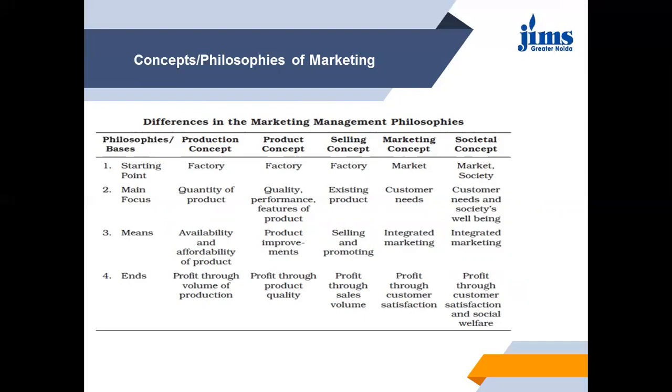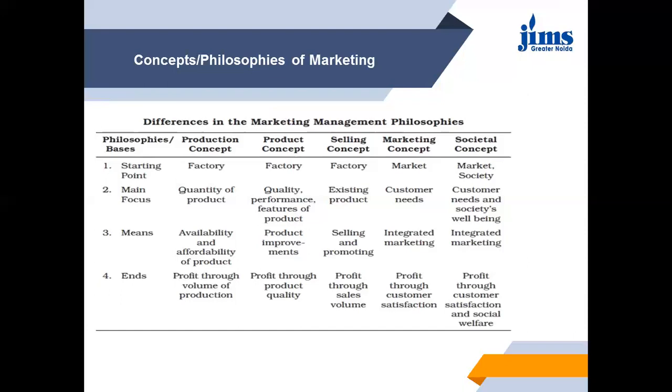Second, the main focus of the production concept is quantity, mass production, and low price. While the product concept aims at quality, high performance, and good features of the product. While the selling concept is: whatever is being produced, it has to be sold. So the focus is on the existing product and its sales. While the marketing concept talks about customer needs, the societal concept, which is a wider one, talks about not only customer needs, but society's welfare in general.